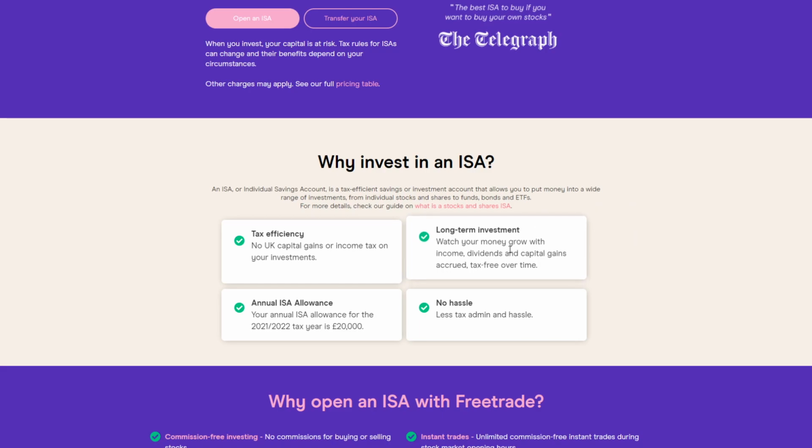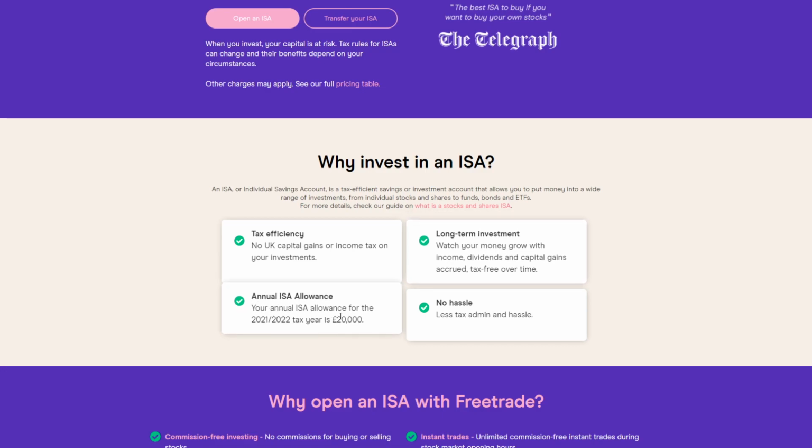Another advantage of your ISA is long-term investment. You can watch your money grow with income, dividends, and capital gains accrued without paying any taxes. As I have mentioned, you will not also pay taxes on any dividends within your ISA. So you can take advantage of the compound interest and keep on reinvesting every single year once you are maxing out your ISA. Annual ISA allowance is £20,000. You can see from 2021 to 2022, as I have mentioned, from 6th of April until 5th of April, you can deposit up to £20,000 in your ISA.